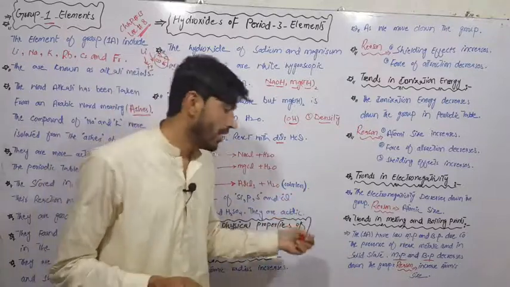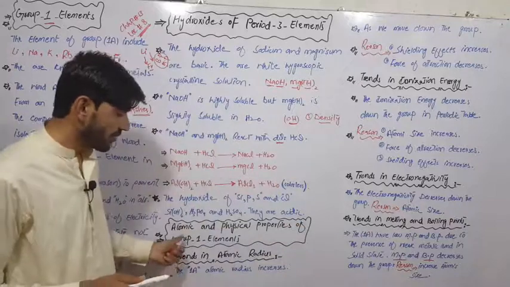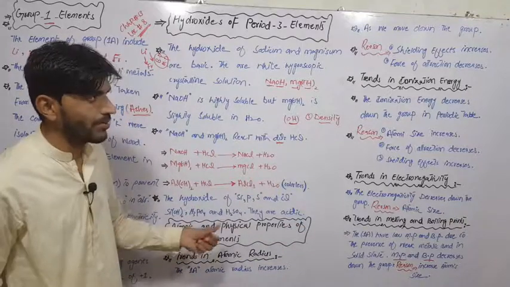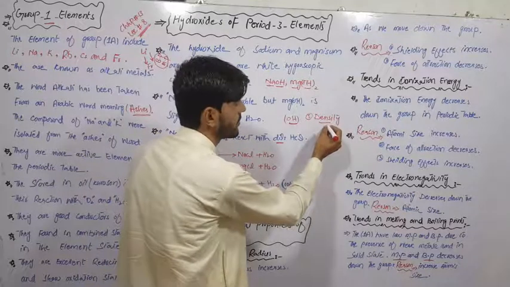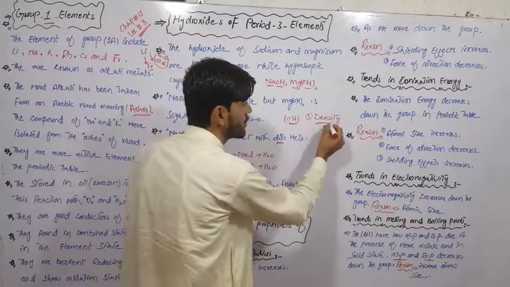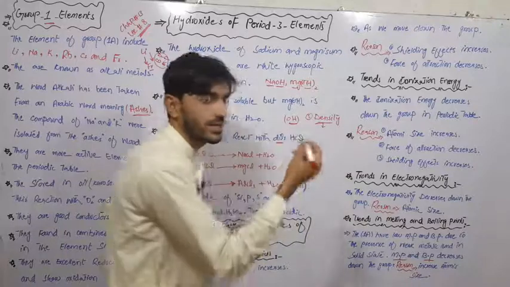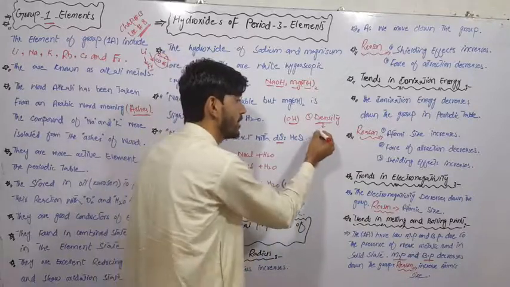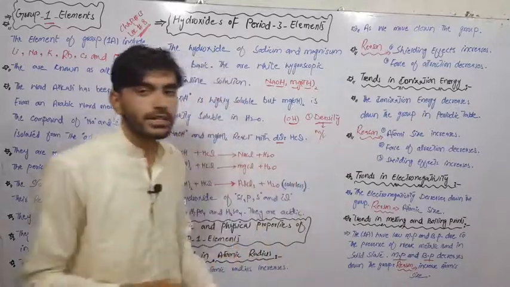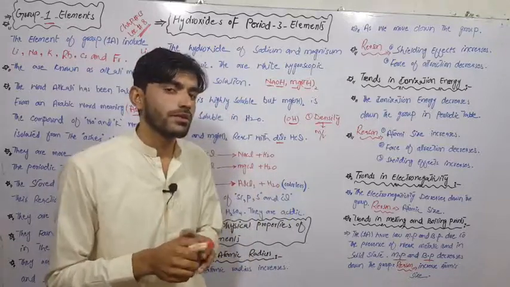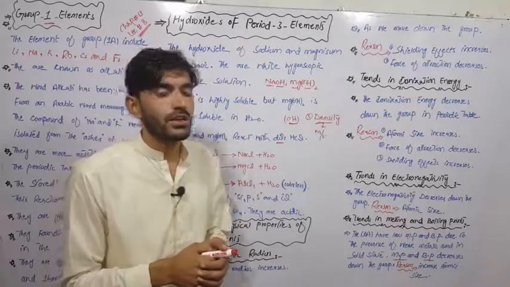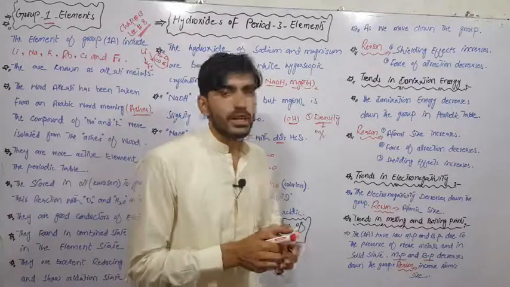So our last physical and atomic property is density. Clear? That is the trend in density. This we will discuss in our next class, that is mass per unit volume. We will discuss it in our next lecture, in lecture number 9. So there is one more topic in our next lecture. So that is enough for today.